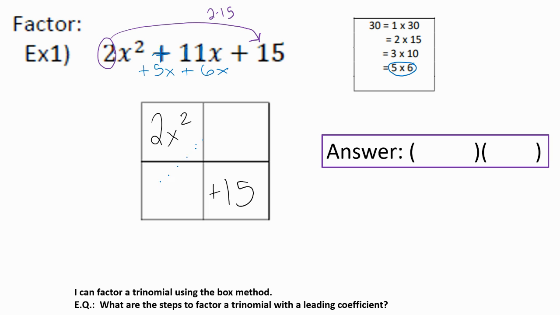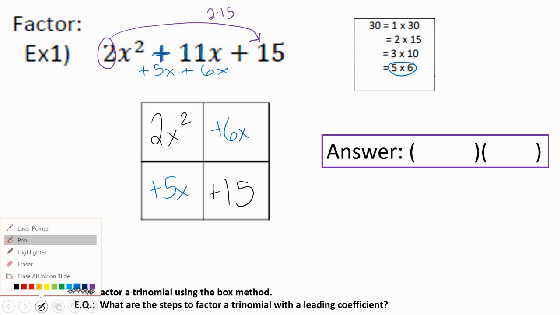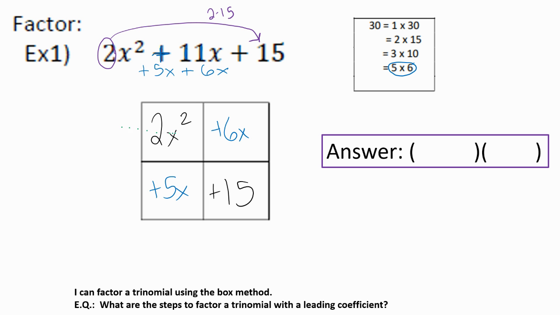It doesn't matter which one you pick. You could put 5x here, or 6x, or 6x and 5x. And then once you do that, it's just like what we did before, where you now have to look and see what can you factor out. So I always first look this way. So I have 2 and a 6. That tells me, oh, they have a 2 in common. They also both have an x in common. So I'm going to take out that.